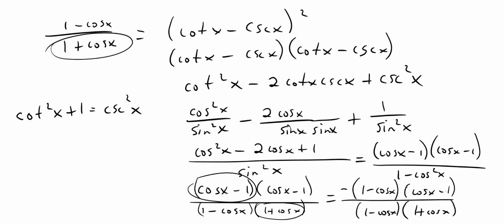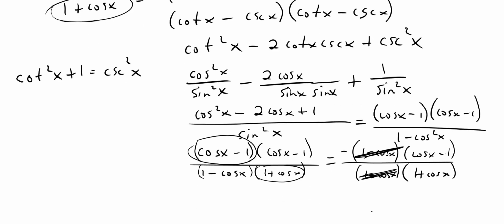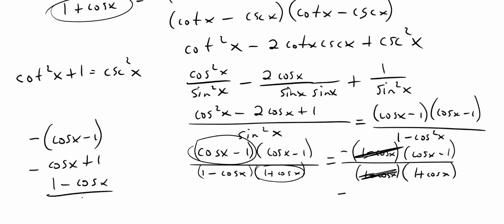So we're running a little bit out of room here, but I can cancel this one out with this one. And then I'm going to distribute the negative back to the problem. So if I have cosine of x minus 1, and it's easier if you see this, let's do it over here. If I distribute that negative to the cosine of x minus 1, I get negative cosine of x plus 1, or 1 minus cosine of x over 1 plus cosine of x. So that works.